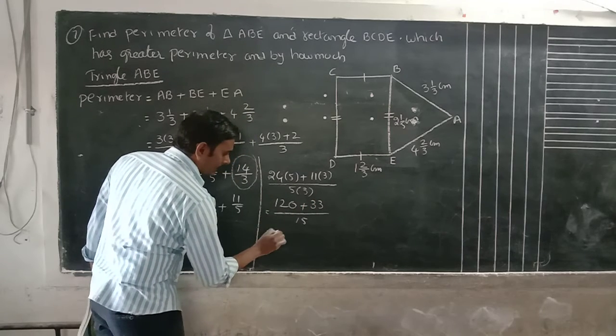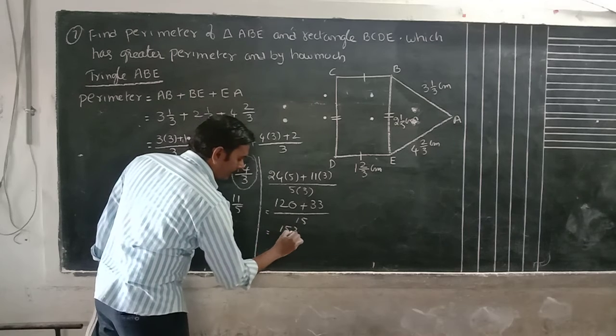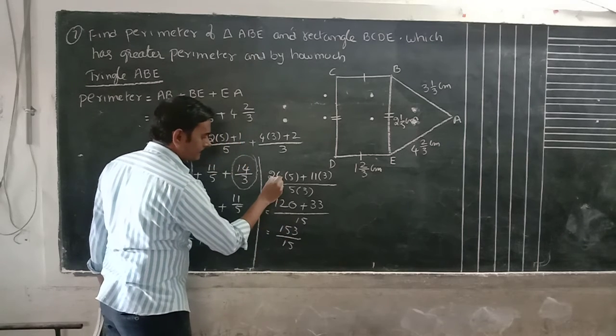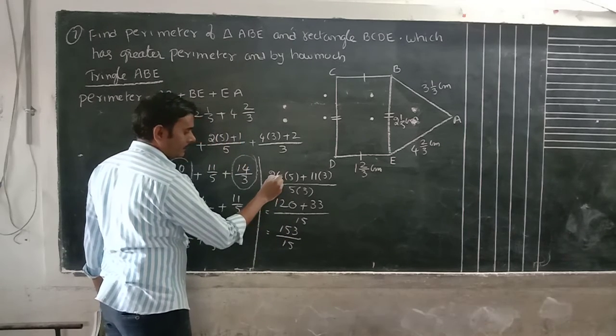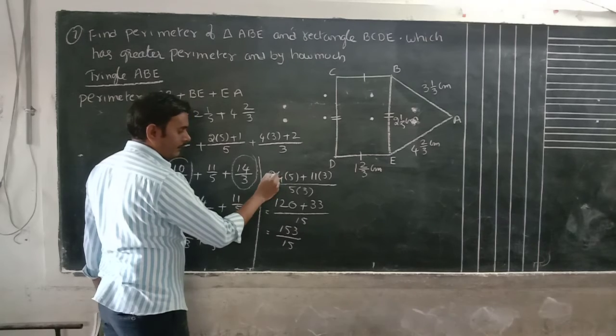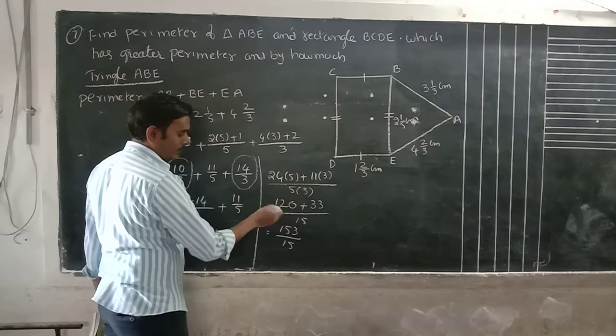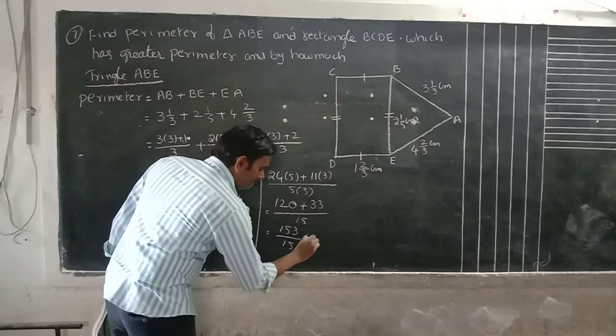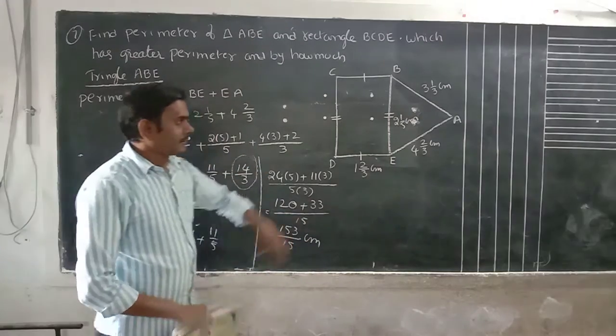That means how much we can get? 153 by 15 we will get. This is the perimeter of a triangle.